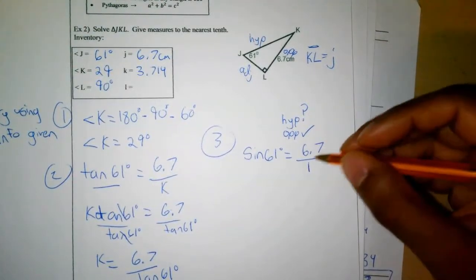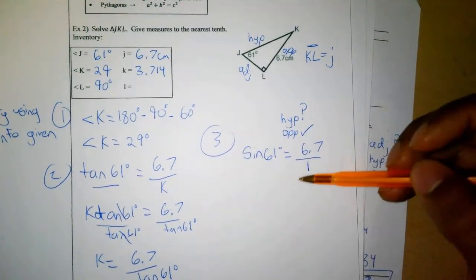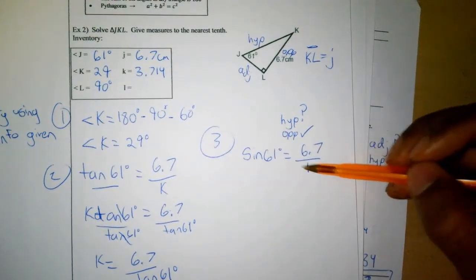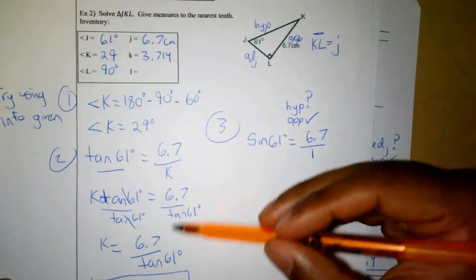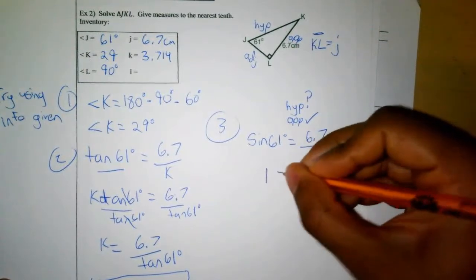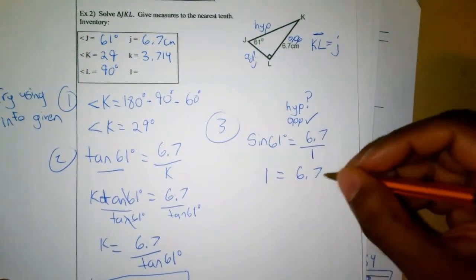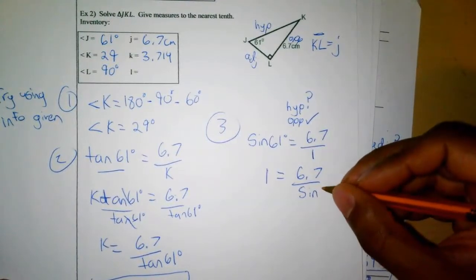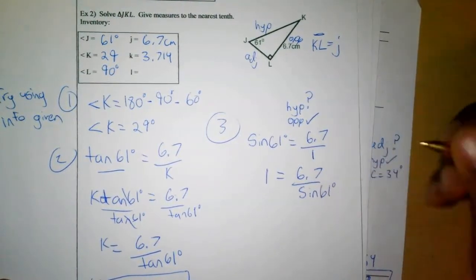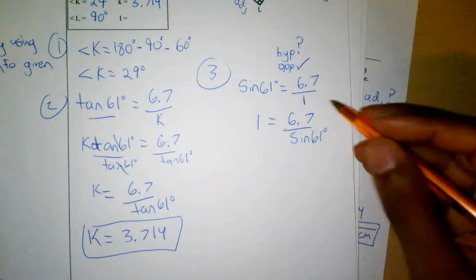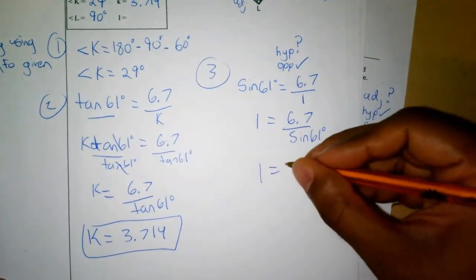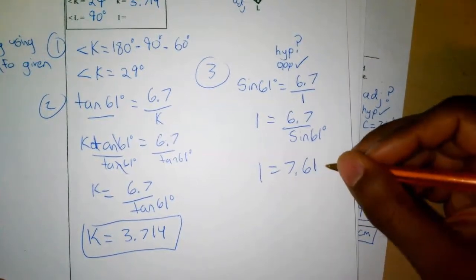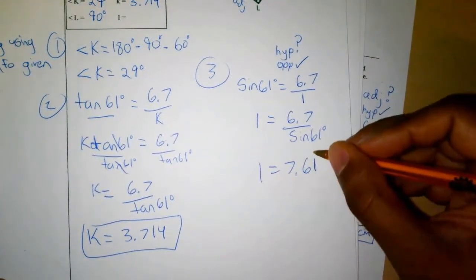And now we're just going to rearrange it, just like how we did over here. So this is what I mean by one step. I know I'm going to put this up here and then bring this down here because this is over 1. So instead of doing the 2 steps, I can simply just write down L equals 6.7 over sine 61. Kind of forgot what the angle was. Do that in your calculator. You'll get L equals 7.61.